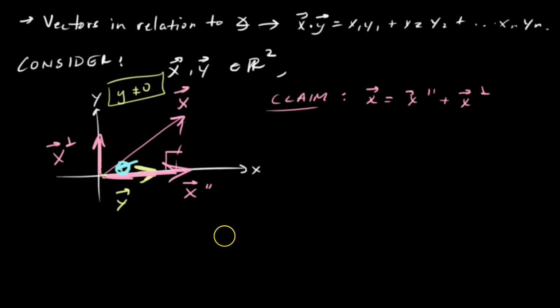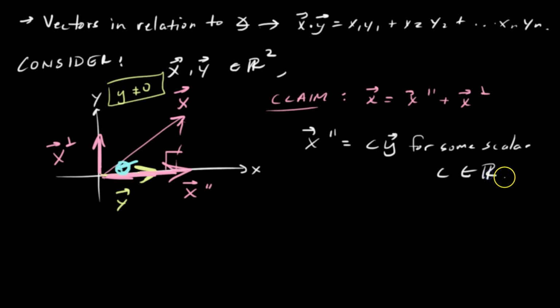Okay, and what can we deduce from this? So we know that, let me get my white color back. Since x and y are on the same line and they're just two vectors, we know that x parallel is just going to be some scalar multiple of y, for some scalar c part of the real numbers. And why do we know that?